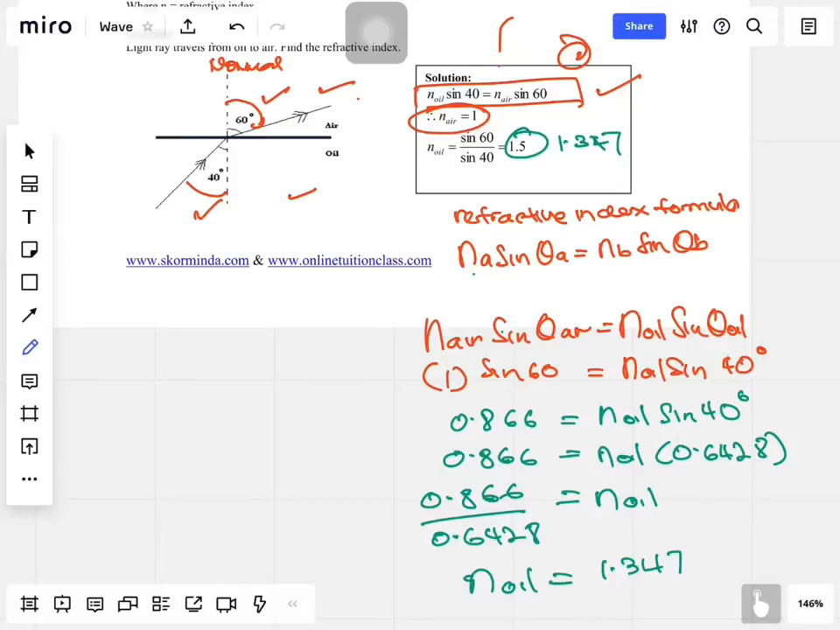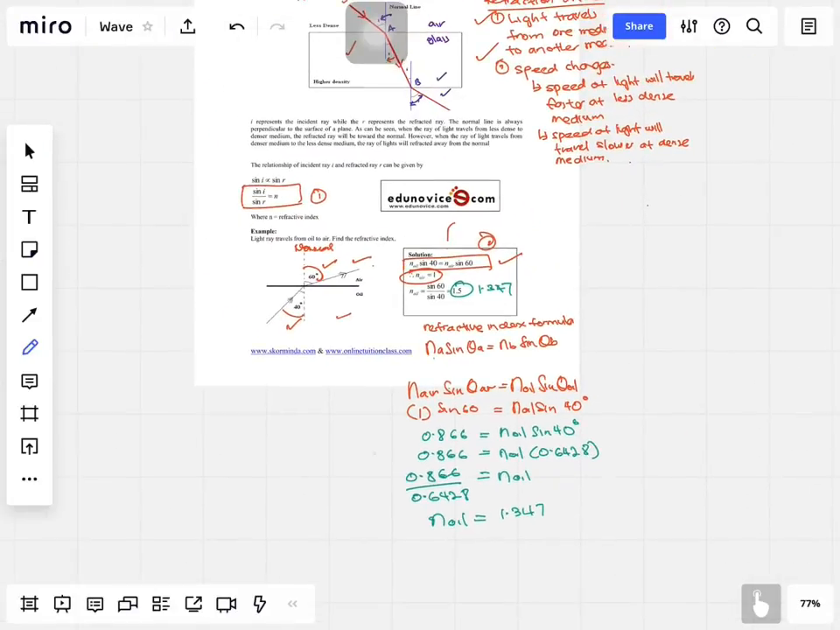What is the meaning of refractive index? Refractive index actually tells us two things. Number one, it is a ratio to compare the speed of light when it travels from one medium to another. So the higher the refractive index, the slower the light travels in that particular medium. You do expect that, okay?